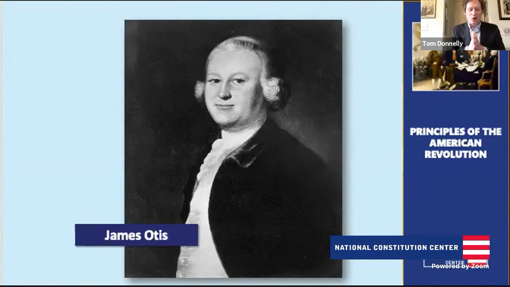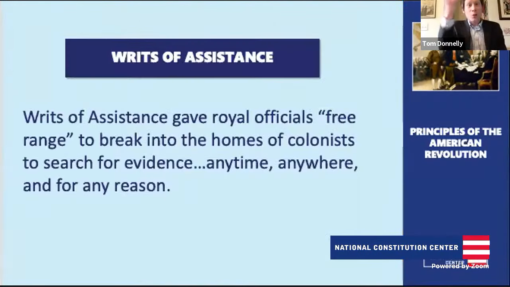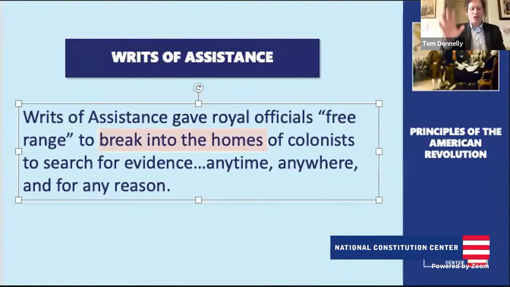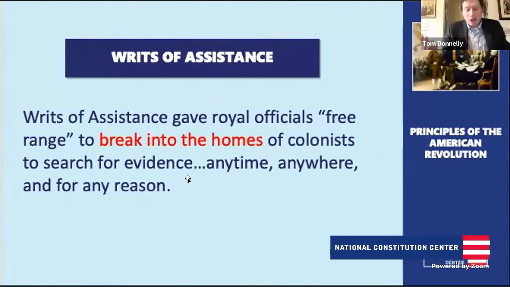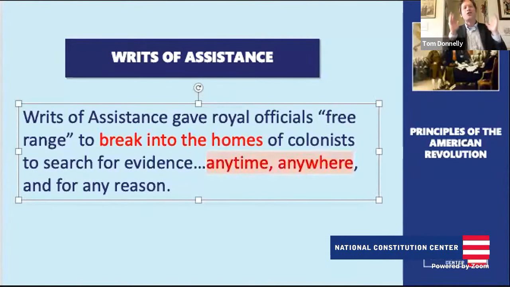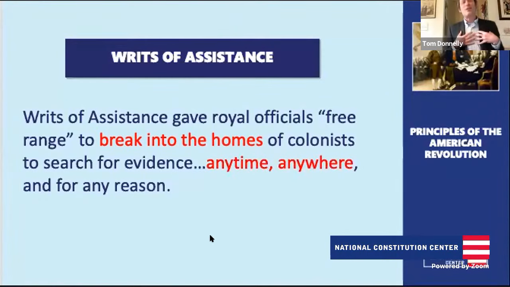And so King George III uses his royal officials in the colonies to crack down on tax evaders and colonial smugglers using what were called writs of assistance. So what were these? These were writs, pieces of paper that gave royal officials, usually customs officials, free range to break into homes or ships of the colonists to search for evidence of smuggling. So they could do this anytime, anywhere, for any reason. And the colonists are outraged by this. They see this as treating them as second-class subjects of Great Britain and violating some of their most important rights.